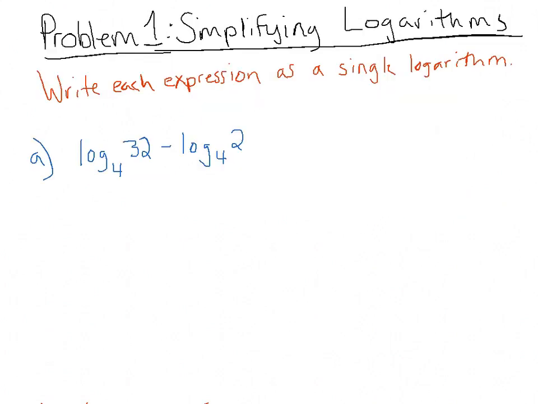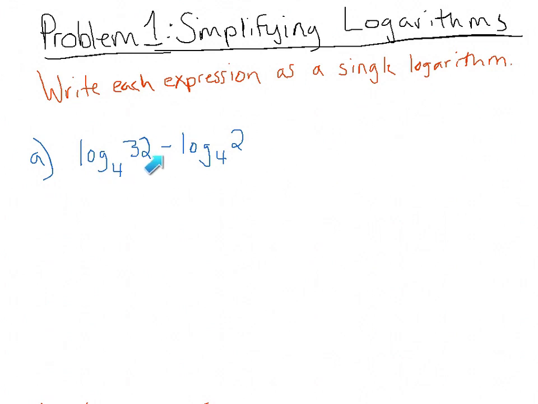Alright, so here's our first example. We're trying to simplify the logarithms in this one, and we want to write each expression as a single logarithm. So notice we have an expression, and there's two terms that have logs in it. We want to simplify it down to only one term. So in order to do this, we use our properties of logarithms that we just talked about.